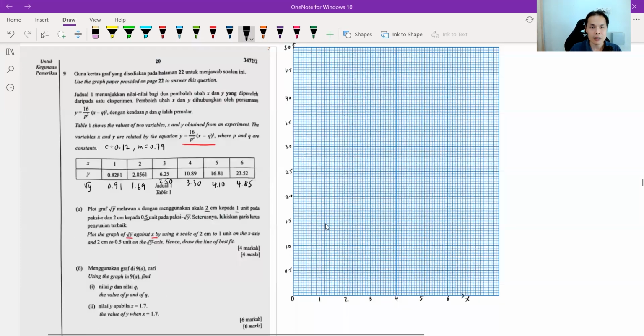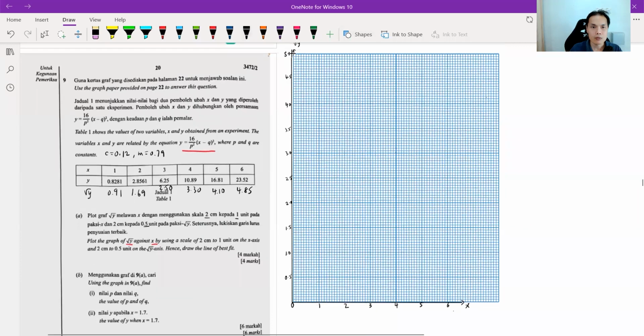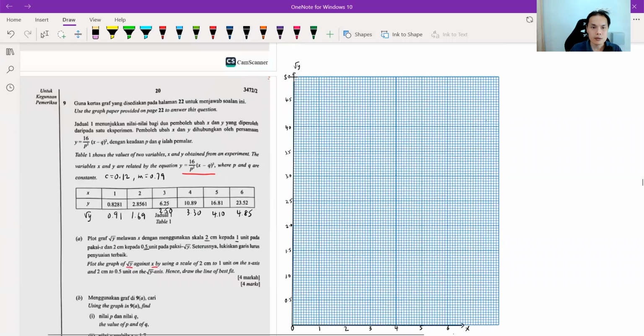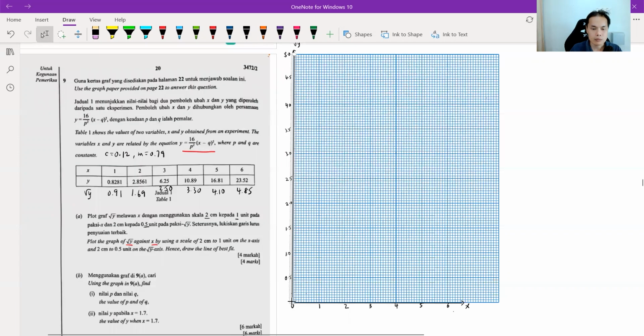Maybe I should just add in my axes, makes it look nicer. I add in this horizontal axis, then my vertical axis, which goes from here up. Let me adjust it a little bit, a bit to the left, make it a bit more centered. There you go. So I've got my axes done.